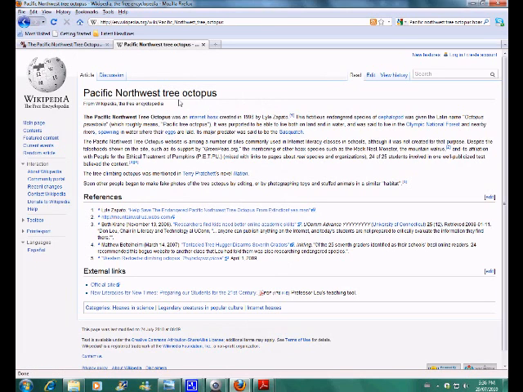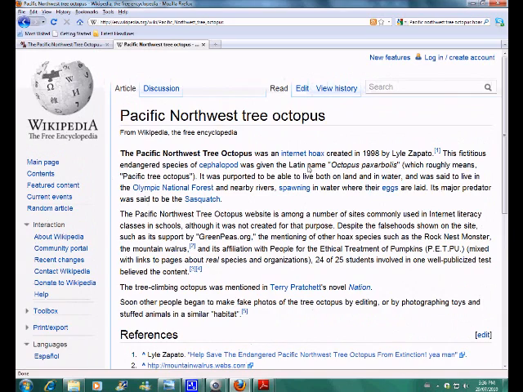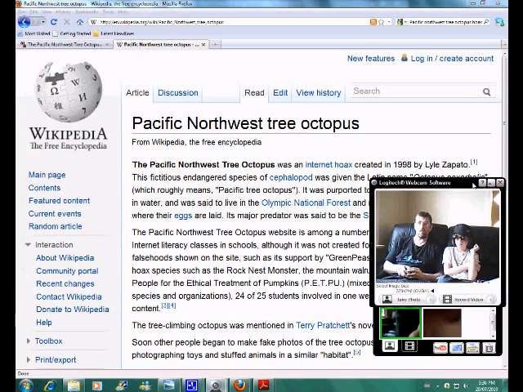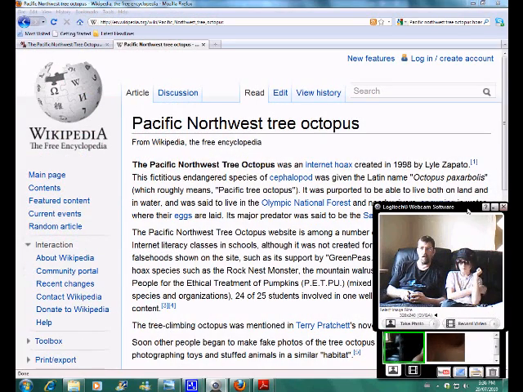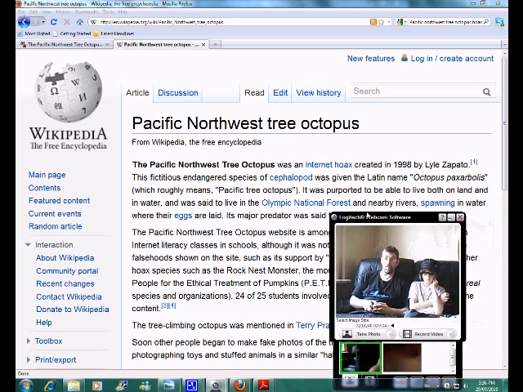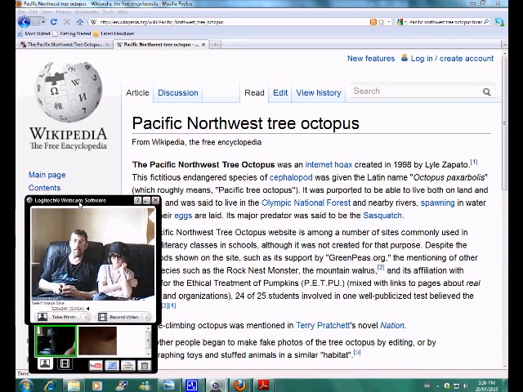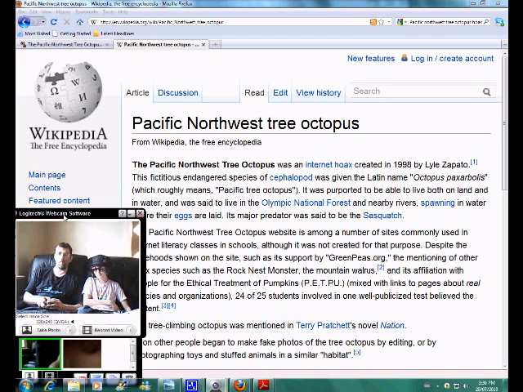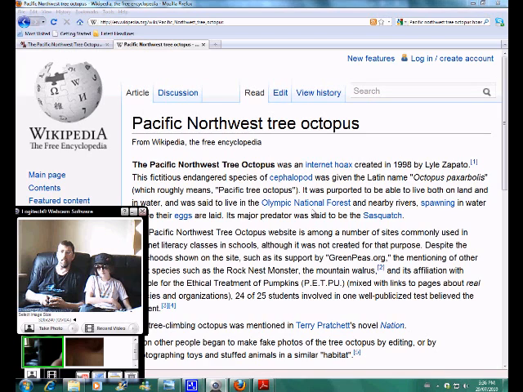The Pacific Northwest tree octopus was an internet hoax created in 1998 by Lyle Zapato. This fictitious endangered species of cephalopod was given a Latin name, so it sounded real, Octopus paxarbolis, which roughly means Pacific tree octopus. It was purported to be able to live both on land and in water, near the Olympic National Forests and nearby rivers, spawning in water where their eggs are laid. Its major predator was said to be the Sasquatch.